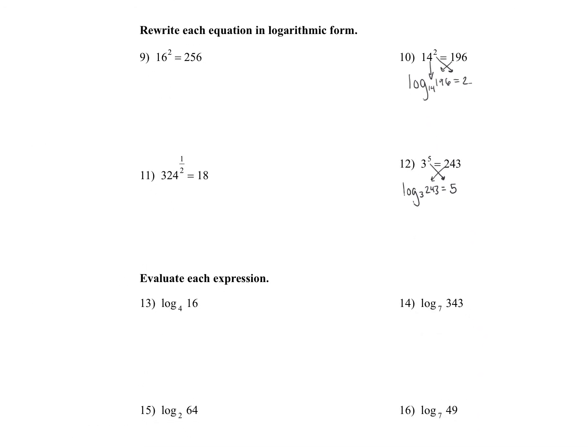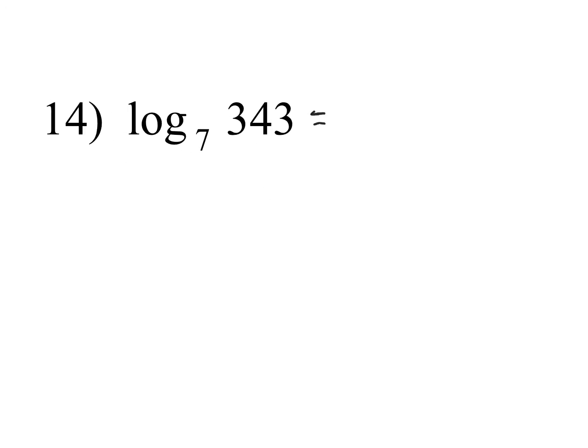All right, next we are evaluating the expression. So we're going to say this is equal to some value x. Now, we can't figure out what logs are in our head, but we do know what exponents are. So how can we put this into exponential form? What's our base? 7 to the power of x, because we switched these two, and that's equal to 343. Now we're going to ask ourselves, 7 to what power is 343?